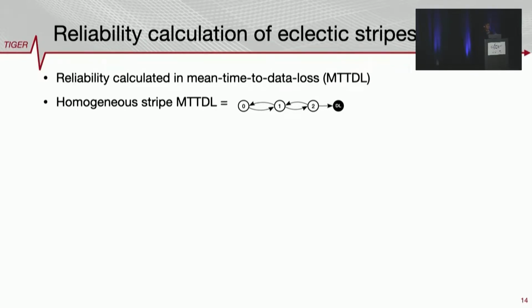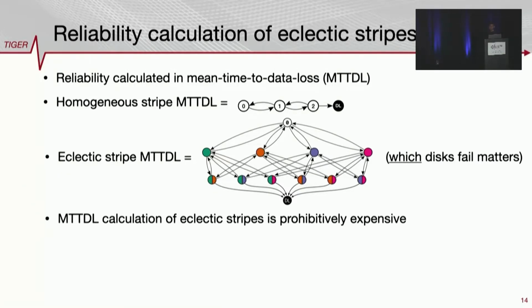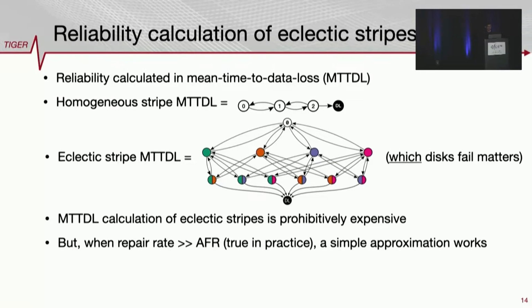Now, when you take AFR cognizance into account, the same Markov chain can look something like this. There is a state space explosion because now which disks fail actually matters. And here calculating the exact MTTDL can be prohibitively expensive. Now, one assumption that we make comes to our rescue, which holds true in practice and allows us to have a very simple approximation for calculating this really complicated MTTDL.